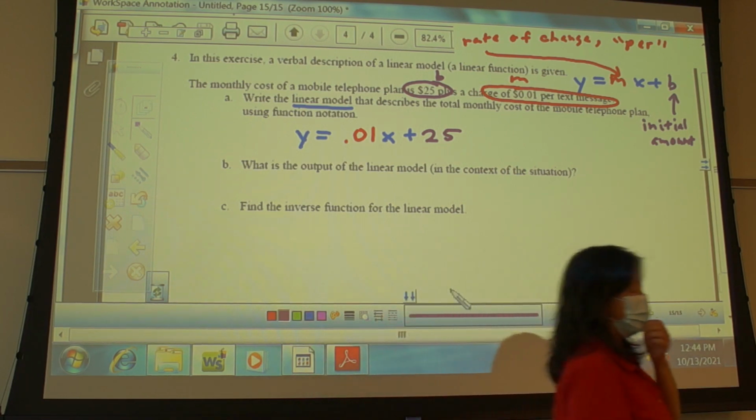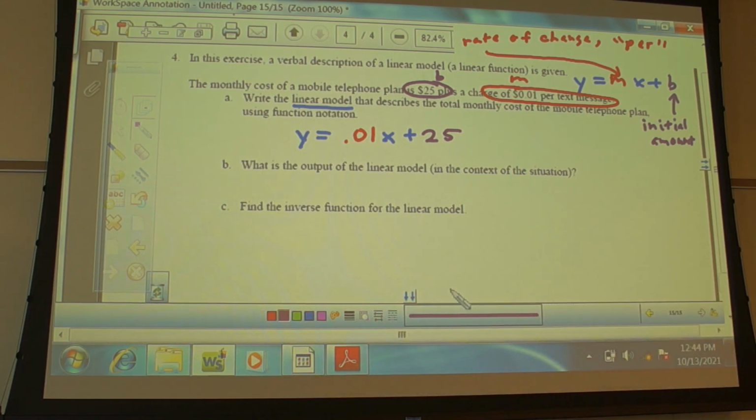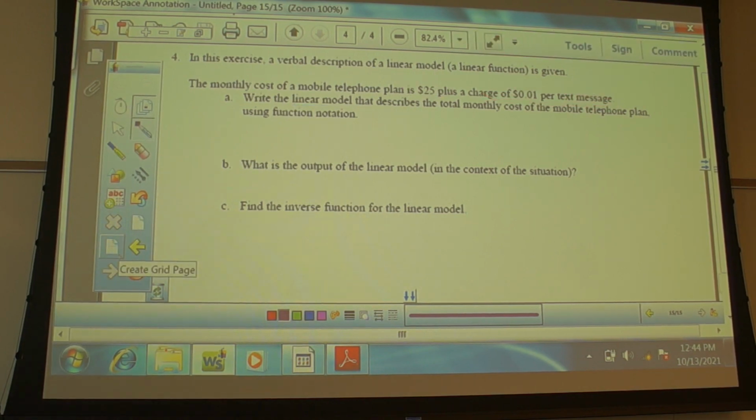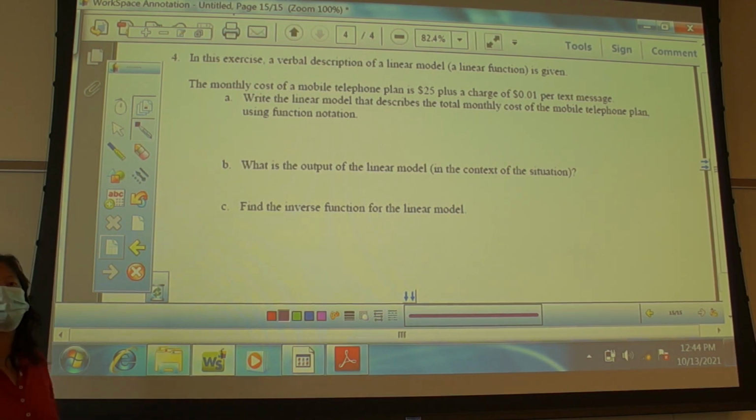Okay, good. So everyone take a look at this problem again. What two things are changing in this problem? How much you're paying. Someone else give me something else. How much you're paying and what? The number of text messages you have. Those are my two variables. Everybody on board? The two things that vary in this problem: how much I'm paying and my text messages.